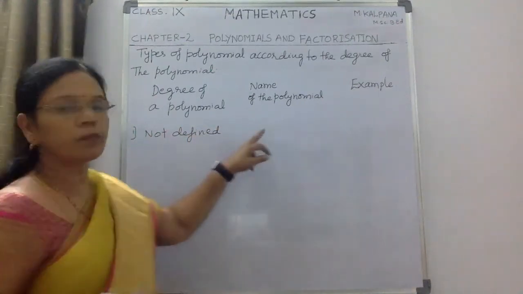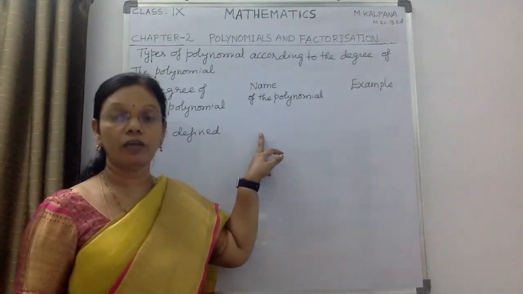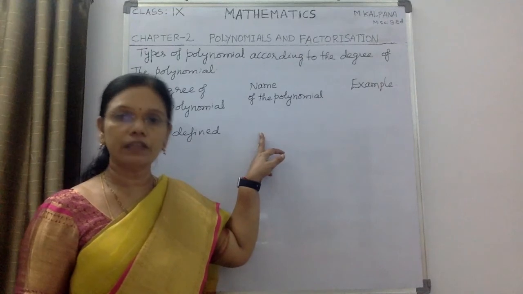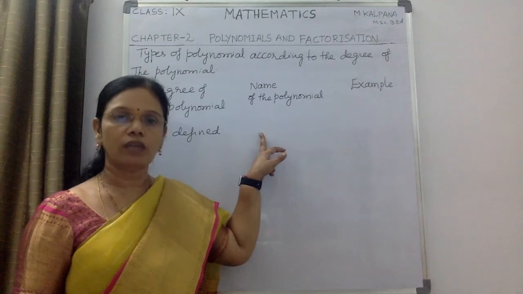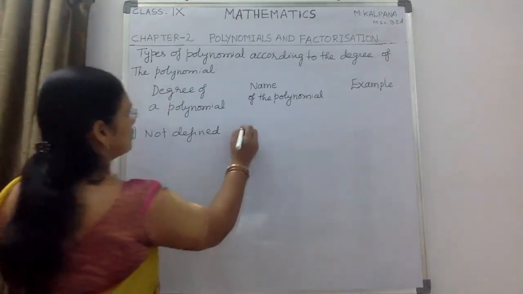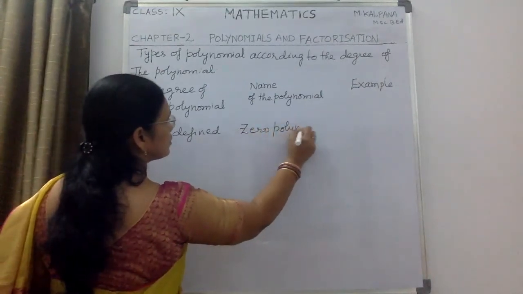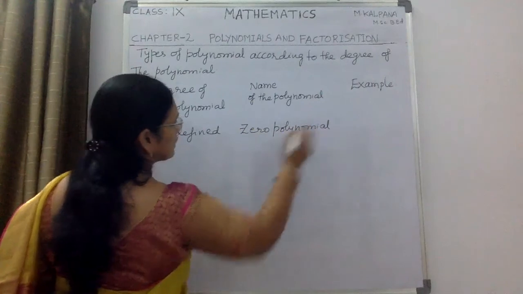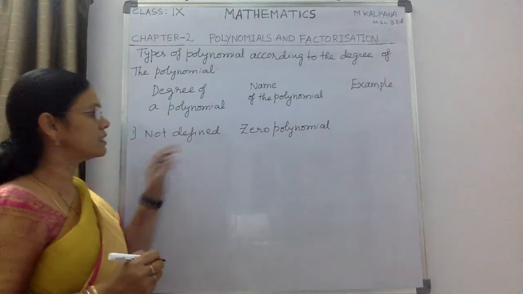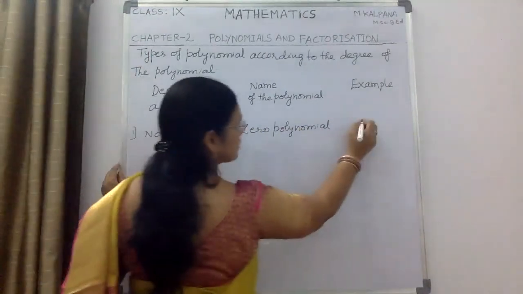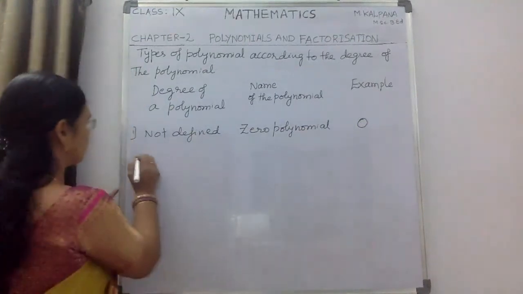Then the name of that particular polynomial is zero polynomial. The polynomial for which the degree cannot be defined is known as a zero polynomial. That particular polynomial for which we cannot define the degree can be called the zero polynomial. Example, just now we have discussed 0.